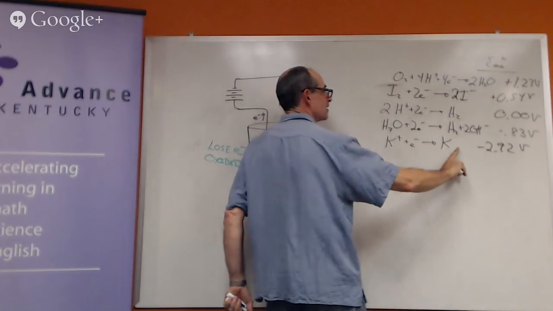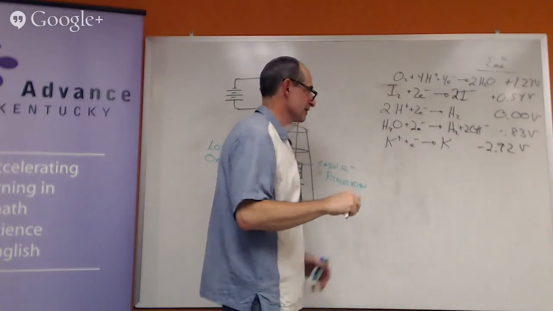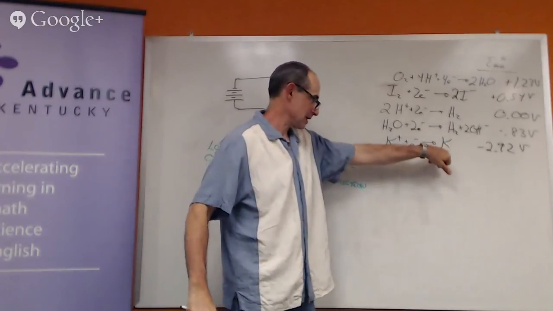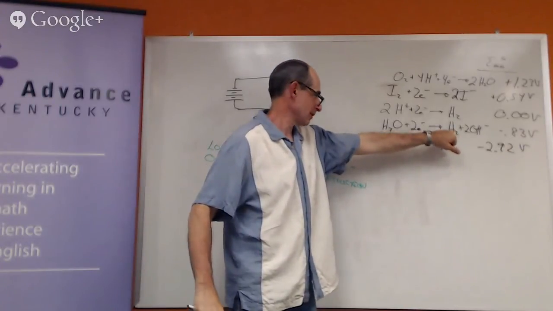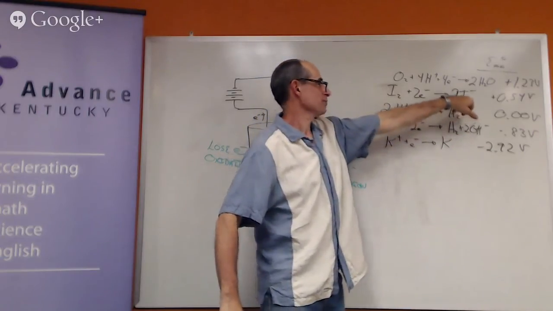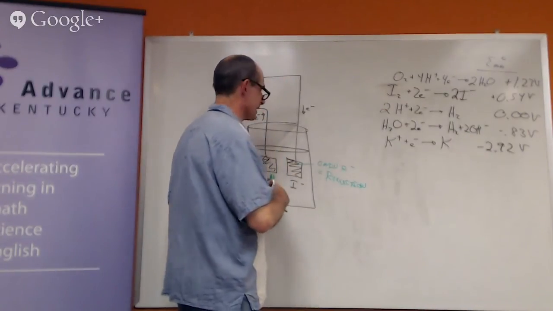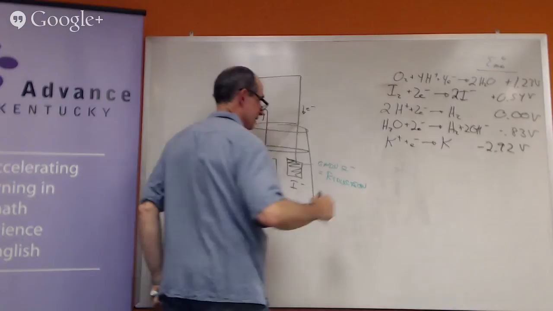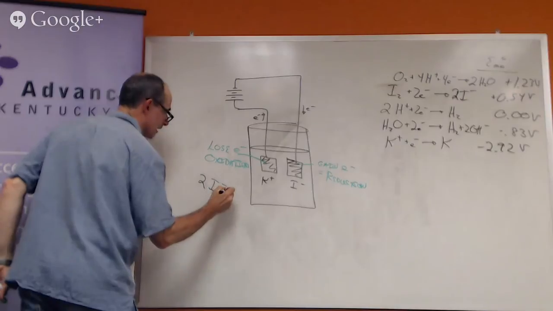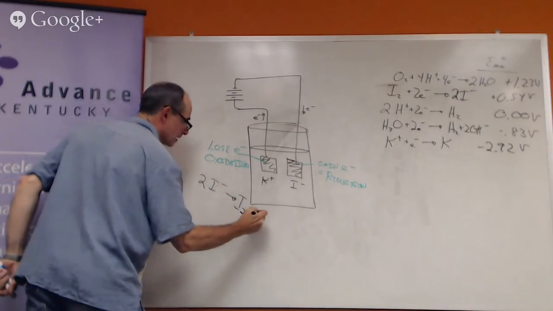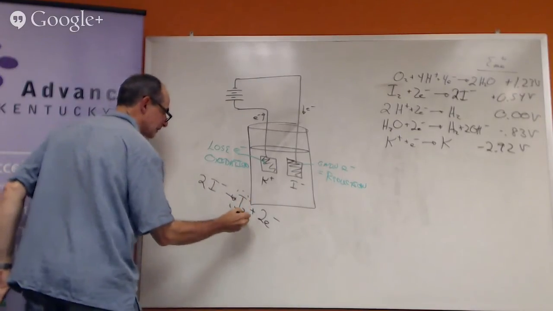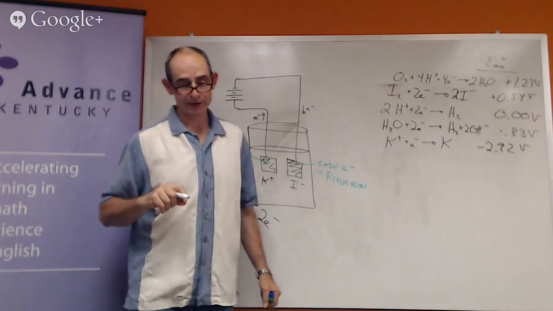So if we just start at the bottom and come up the list and ask what do we have in this solution that could lose electrons? Well, we don't have potassium atoms. We've got potassium ions, so we can't use that. We don't have any gaseous hydrogen there. And we do have plenty of iodide. So what's going to happen at the oxidation electrode, the anode, is the reverse of this reduction. So 2I- will become I2 plus 2 electrons. And it's this iodine that is brown, responsible for the brown color.